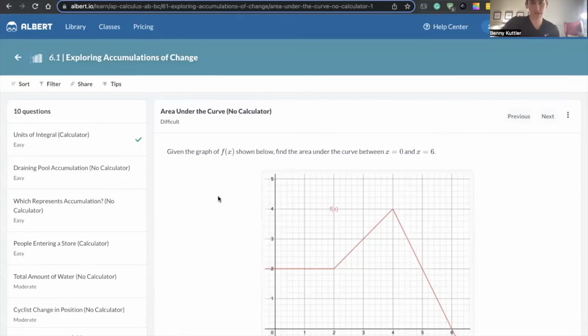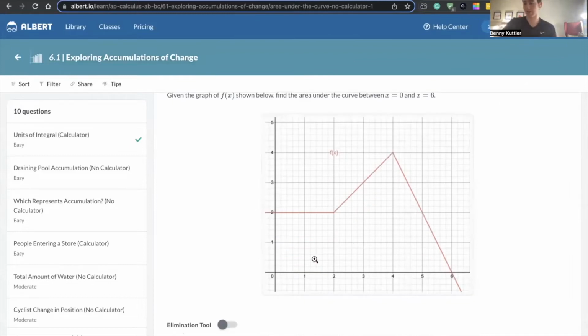So this question's asking, we have this graph and we want to find the area under the curve between 0 and 6. So we'll see why this is important in a second. But first, let's just try to think about how we could approach this. If we want to find the area of this space in between the x-axis and this curve, we can make this into a square, this into a triangle, and we have some simple geometric shapes that we can work with.